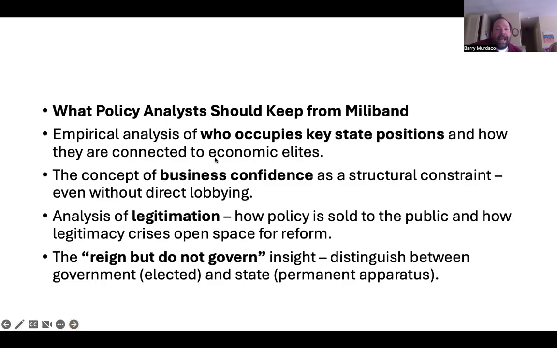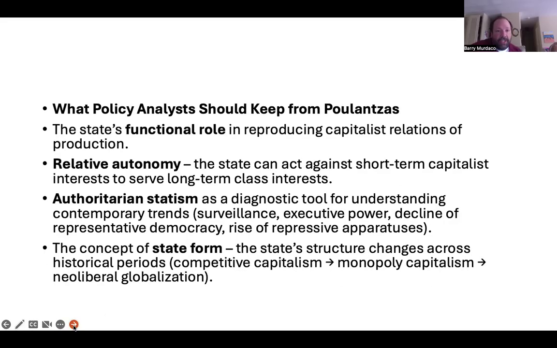What policy analysts should keep from Miliband: empirical analysis of who occupies key state positions and how they are connected to economic elites, the concept of business confidence as a structural constraint, even without direct lobbying, an analysis of legitimation, how policy is sold to the public, and how legitimacy crises open space for reform, the "reign but do not govern" insight, distinguishing between government elected officials and the permanent apparatus of the state, the so-called career bureaucrats, for example.